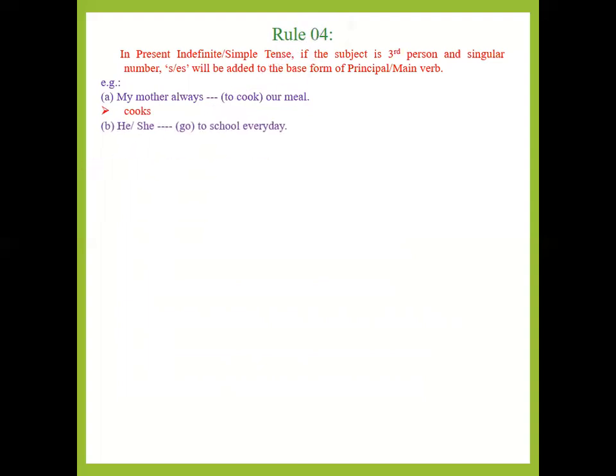He, she ___ go to school every day. The word every day indicates that this is a simple present tense. That's why the verb is "goes". A good student ___ to study regularly. Here the head word is student and it is third person and singular in number. That's why the verb is "studies".